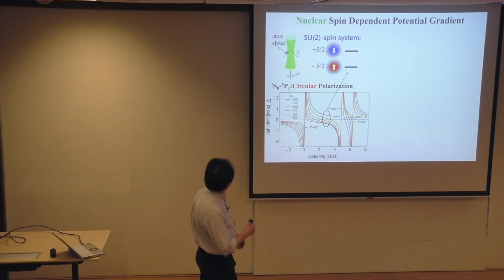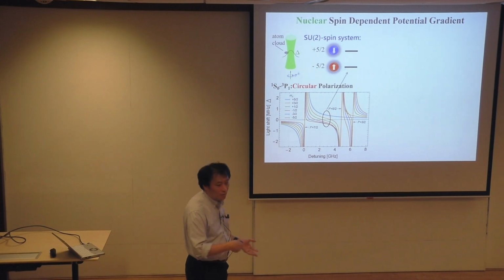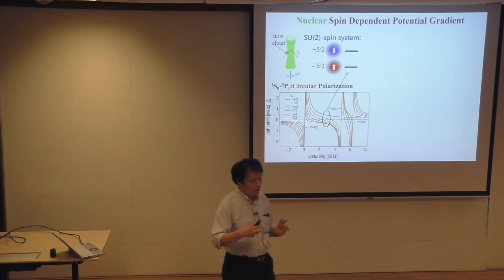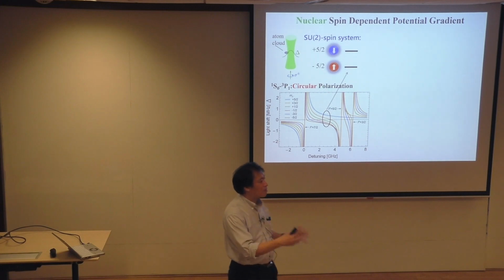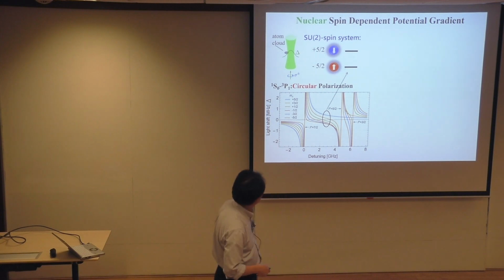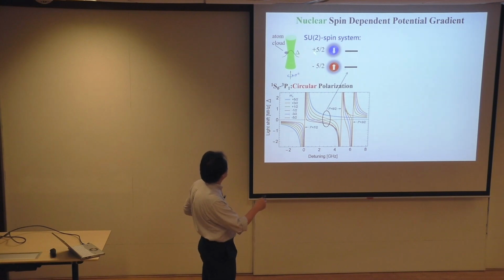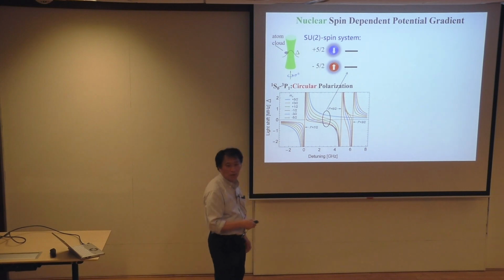Because of the circular polarization of this light, the light shift becomes nuclear spin dependent, so it mimics the Zeeman effect due to a magnetic field. And we consider the spin +5/2 and spin -5/2 as an SU(2) system among these 6 energy levels.